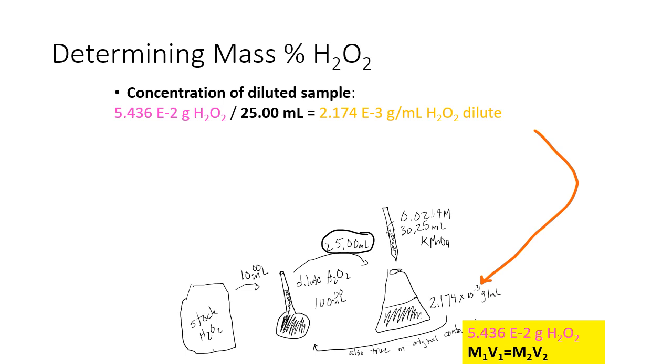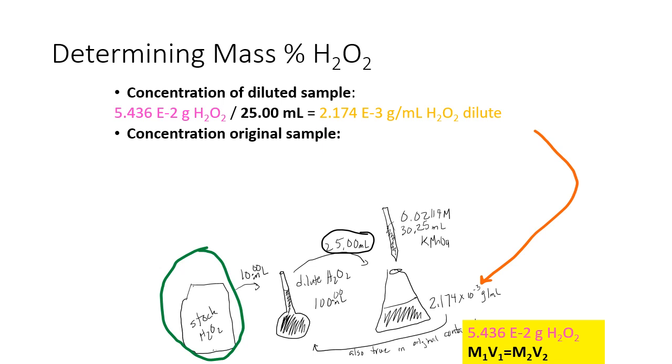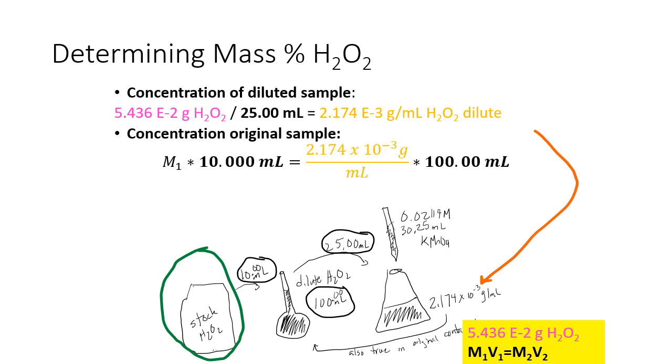Now we need to use M1V1 equals M2V2 to get back to the original concentration. And here is where it can get slightly tricky. So we have the stock bottle. We took 10 milliliters from that stock bottle. So our V1 is going to be 10, and our M1 is unknown. Our V2 is the 100, because we want to know what we diluted the total amount to. So we set that up, and then we solve for M1, and we get 2.174 times 10 to the negative 2nd grams per milliliter. Now, our problem told us that we needed to have mass percent.